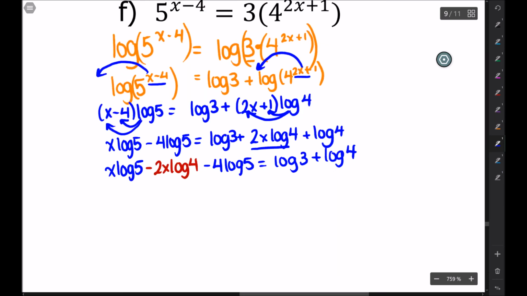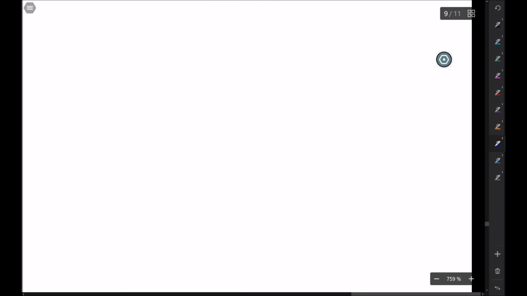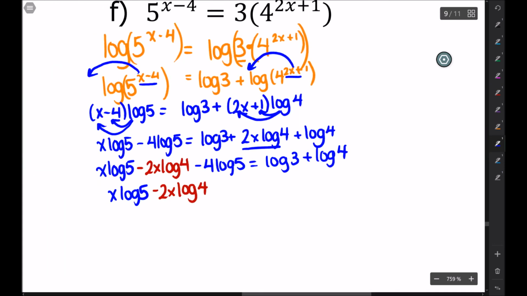Okay, now that I've done that, I want only my logarithms with just x's on this side right here. So I'm going to get rid of this minus 4 log 5. So this is going to say x log 5. Okay, I'm just copying the left side down exactly how I see it. Minus 2 log 4. Okay, get rid of this minus 4 log 5. So I'm going to add it to the other side. So I get log 3 plus log 4, and then here I'm going to have plus 4 log 5.